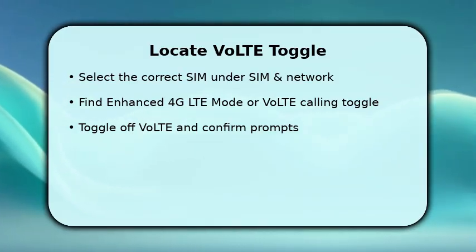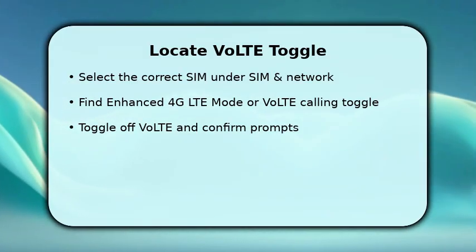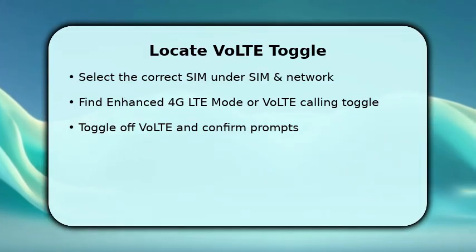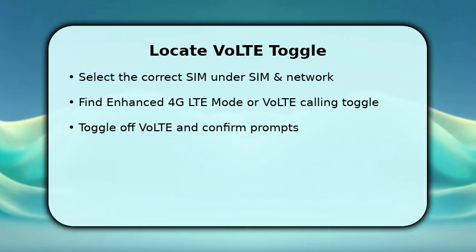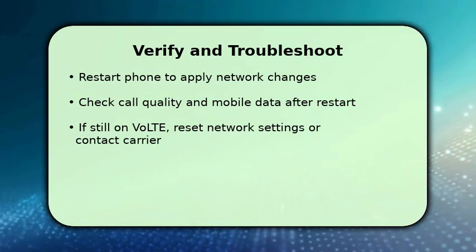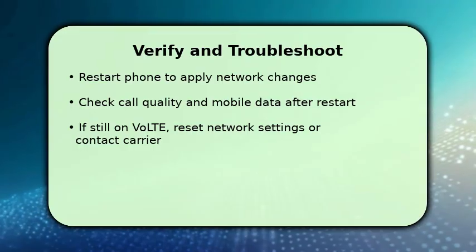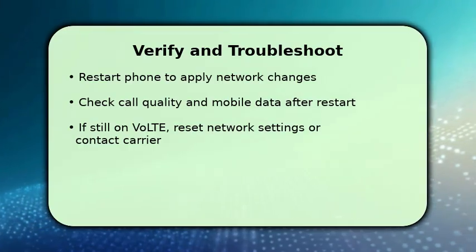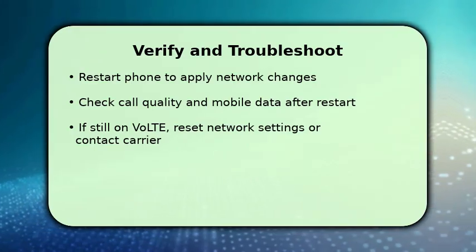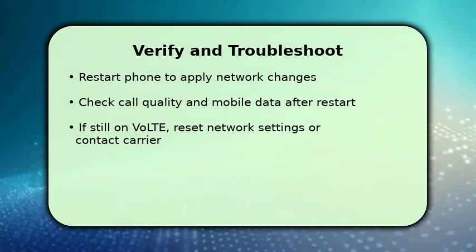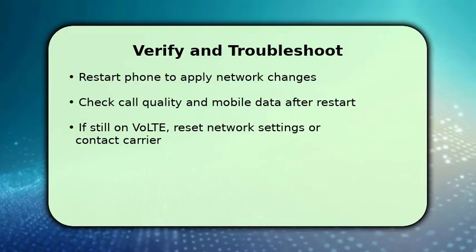Once done, the phone will revert to 3G/2G voice handling when necessary, which resolves compatibility or carrier issues in many cases. After you disable VoLTE, restart the phone to ensure network stacks update and new preferences take effect. When it boots, make a test call and watch the status bar to confirm it's not using LTE for voice. Also check that mobile data still works.